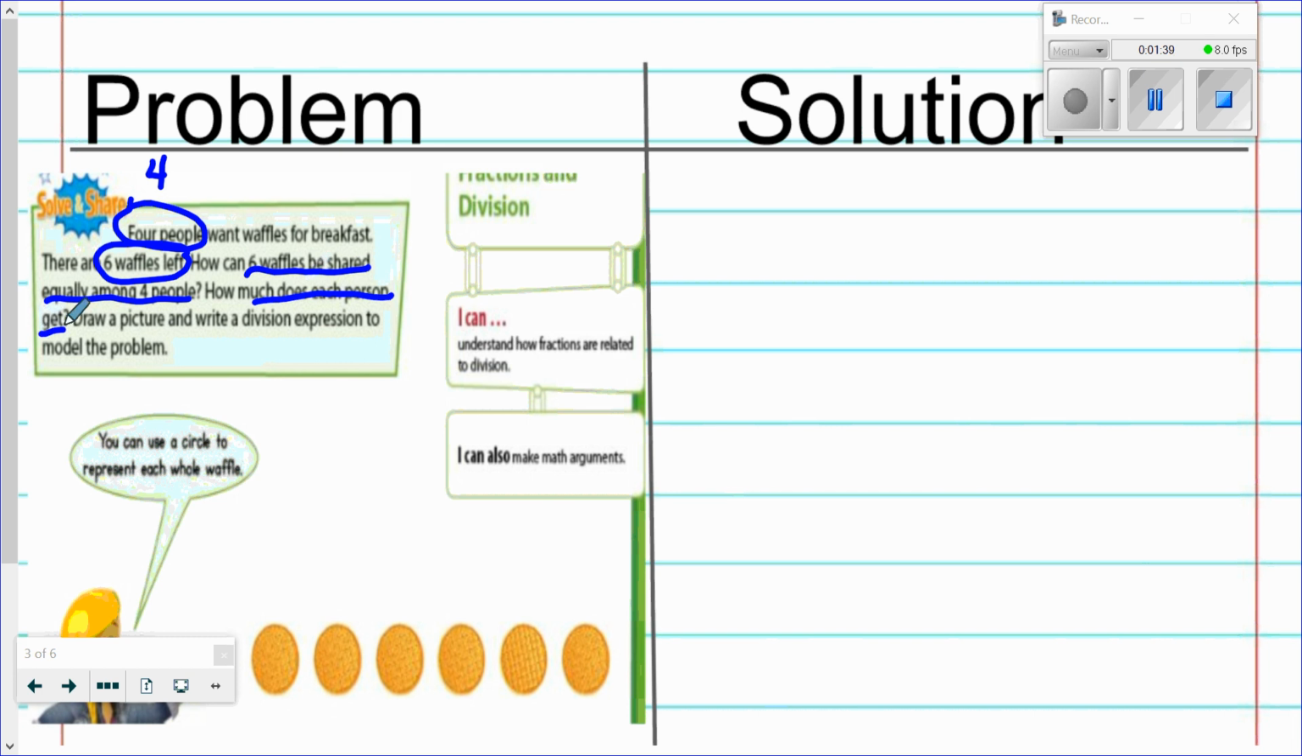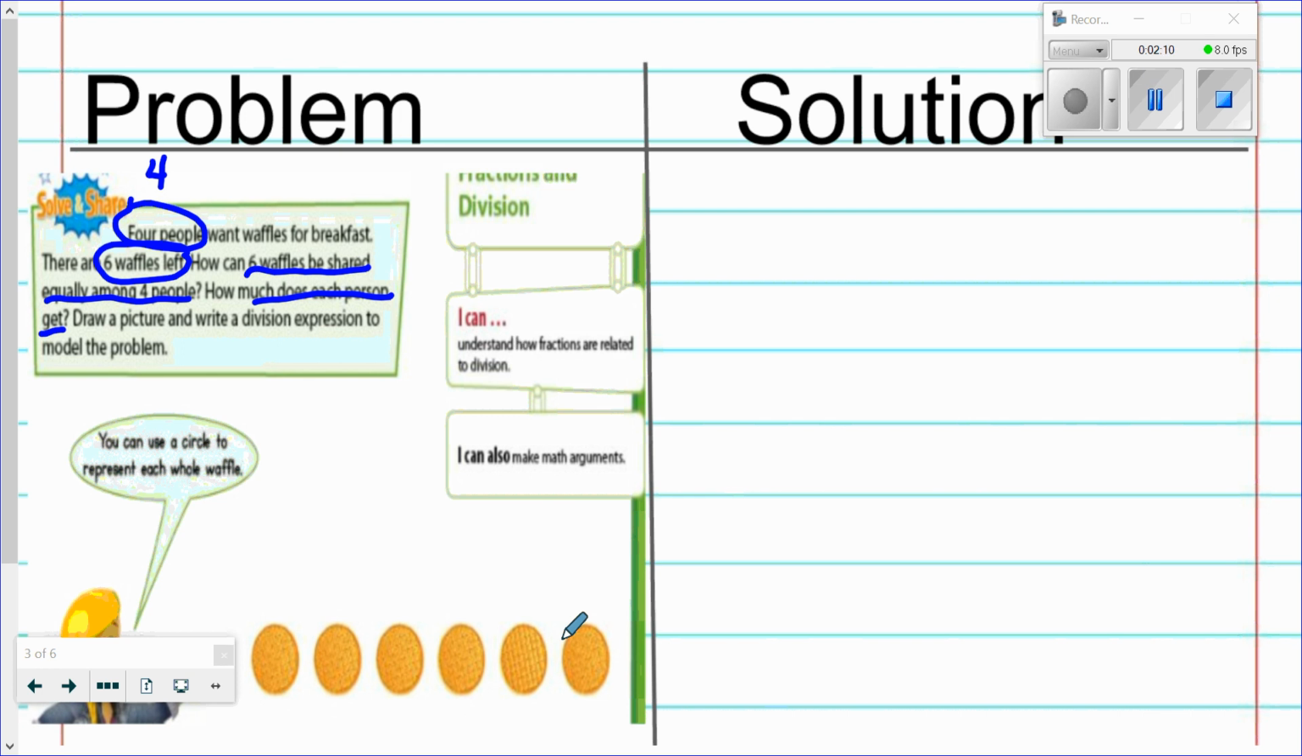And it's asking us to draw a picture and write a division expression. It's already given us the 6 waffles down below right here. So instead of having to draw those ourselves, I'm just going to divide those up. So you're going to want to divide those waffles to show it in picture form, but you're also going to need to write a division expression. So that's like a division problem to be able to solve this.